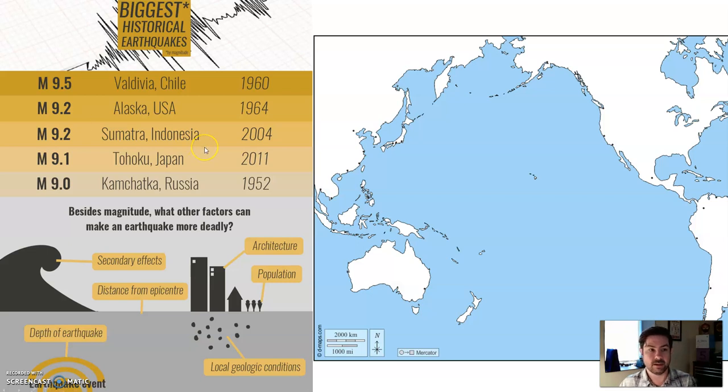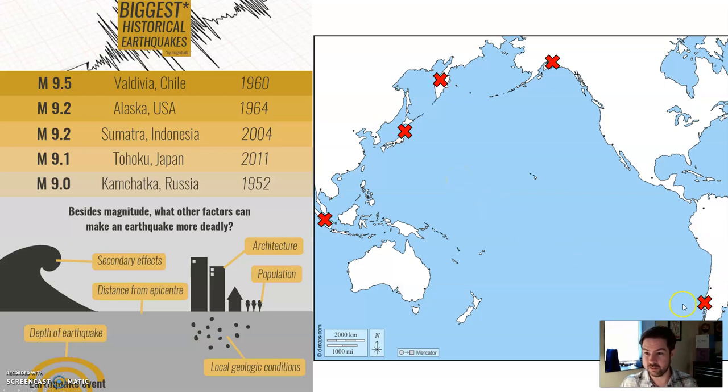So down in Chile was the highest recorded in 1960. That was a 9.5. Second place, Alaska in 64, a 9.2. Recently, 2004 in Indonesia, 9.2. Massive earthquake, tsunami followed. Same thing in 2011 in Japan, 9.1. Massive earthquake, massive tsunami. And then on the Kamchatka peninsula of Russia. So these are the biggest magnitude earthquakes ever recorded.